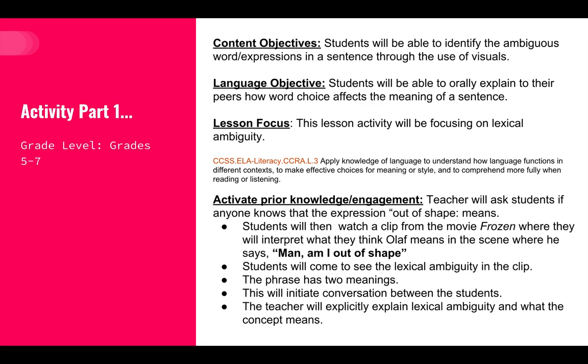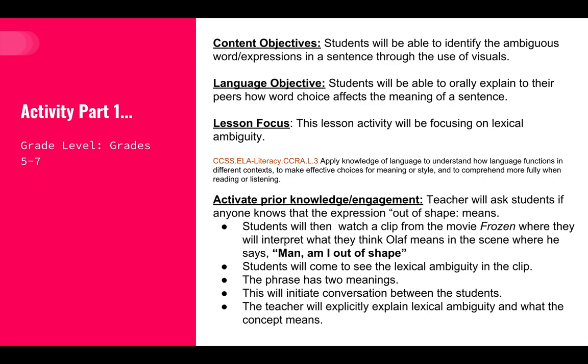Lesson focus. This lesson activity will be focused on lexical ambiguity. This lesson is also aligned with Common Core standards, applying knowledge of language to understand how language functions in different contexts, to make effective choices for meaning or style, and to comprehend more fully when reading or listening. We're also depending on the students to activate prior knowledge and to engage with the material.